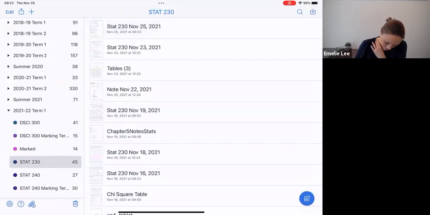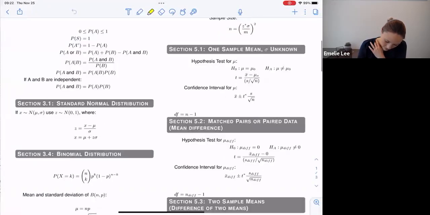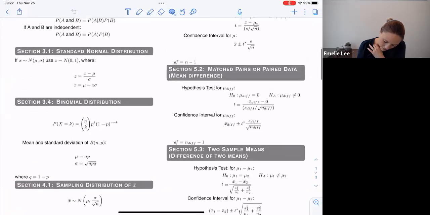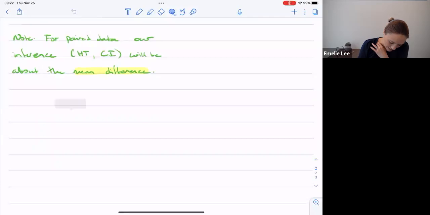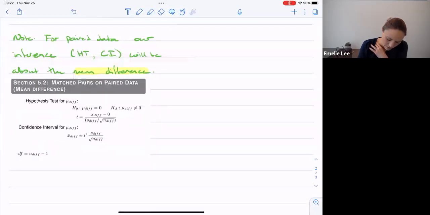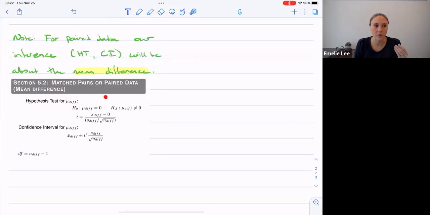So if you go to your formula sheet or that one that I posted, you've got all the formulas and it really has everything that you could possibly need in order to tackle this problem. Sometimes I'll call it matched pairs, and usually I like to call them matched pairs because it really emphasizes that things are being matched. There's some natural matching going on between the two samples. But here I have even included that it's talking about the mean difference.